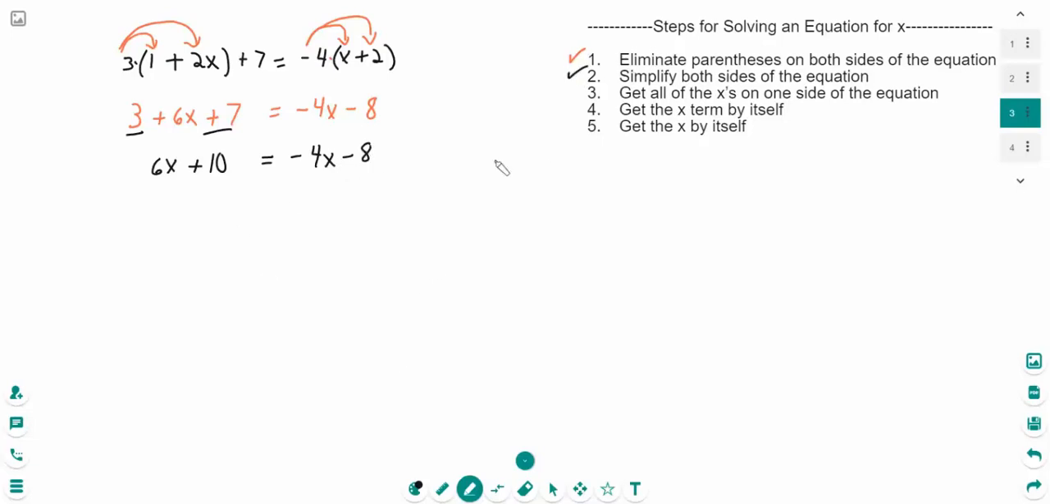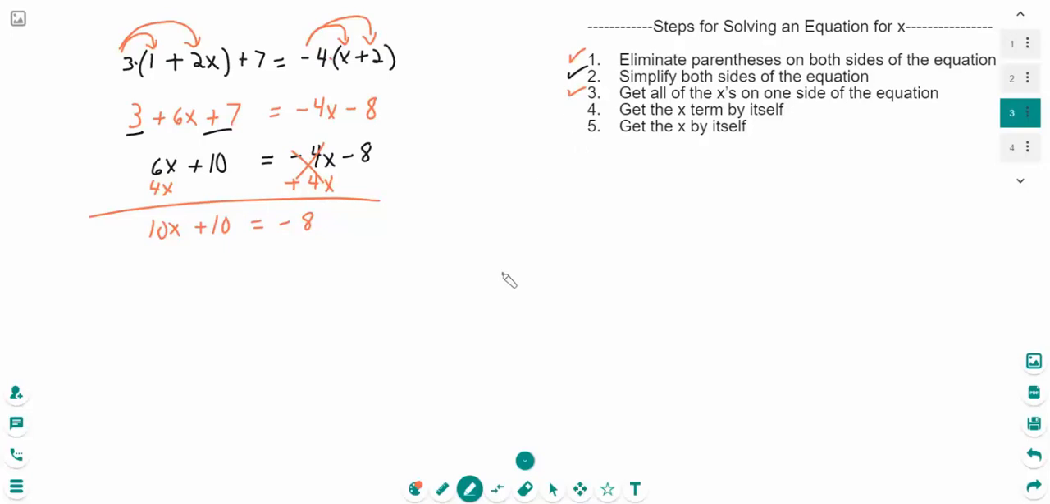So there, we've simplified. Now we have to get all the x's on one side. Okay, well, to do that, let's take this negative 4x, and we're going to add the 4x. And then we'll have to add it over here as well, which is going to give me a 10x plus 10 equals, these eliminate, minus 8. Okay? There we go. X's are all on one side.